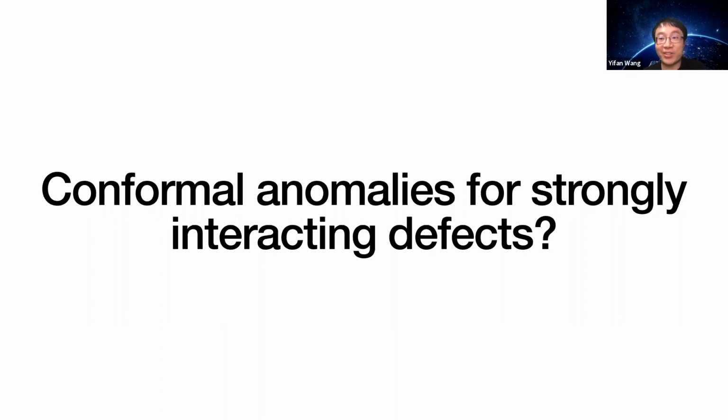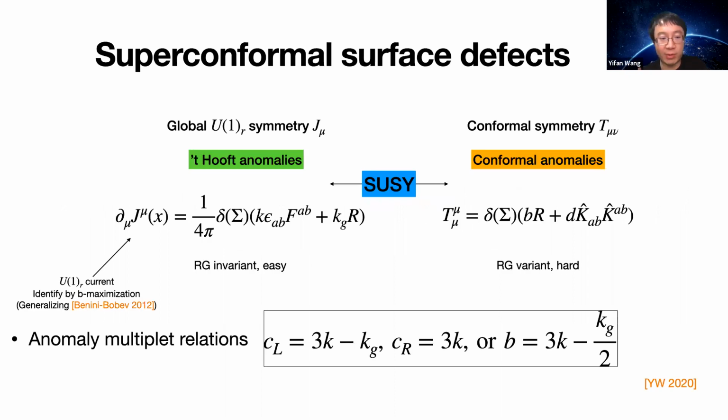So this leads to this question, which is how do we determine conformal anomalies for some strongly interacting defects? Okay. This is where supersymmetry becomes useful. So a conformal defect with supersymmetry has an even larger symmetry known as the superconformal symmetry, just by how the algebra closes among themselves. And for a surface defect, this superconformal symmetry includes in particular a U(1)_R symmetry.